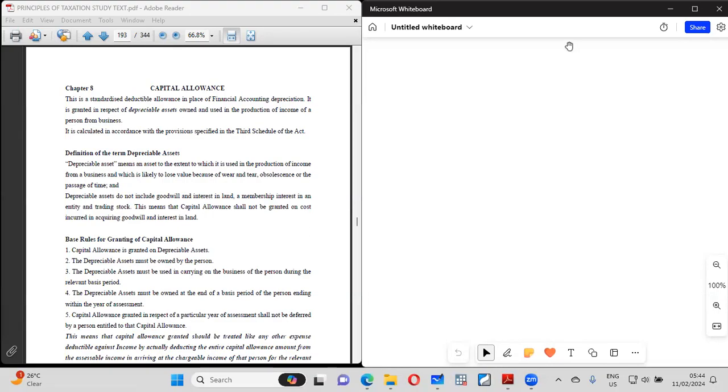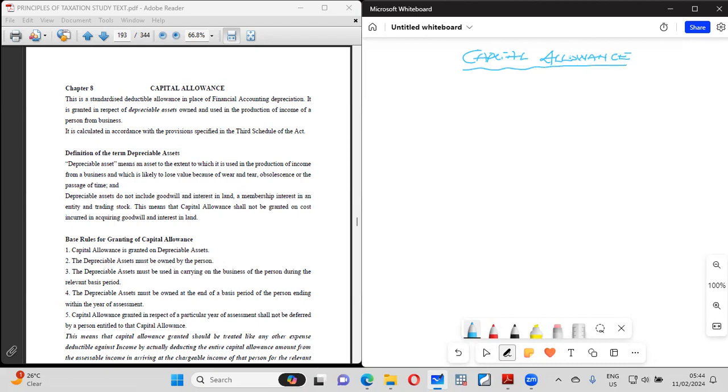So good morning once again and welcome to our lecture 8 on the principles of taxation. And this lecture will look at capital allowance. Capital allowance. All right. Now, what is capital allowance and how do we calculate capital allowance?